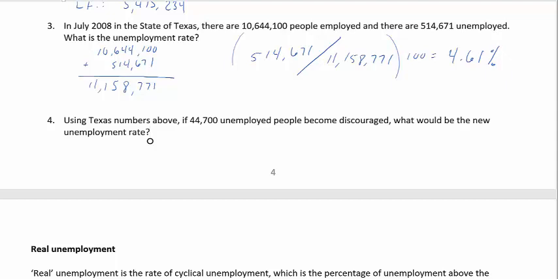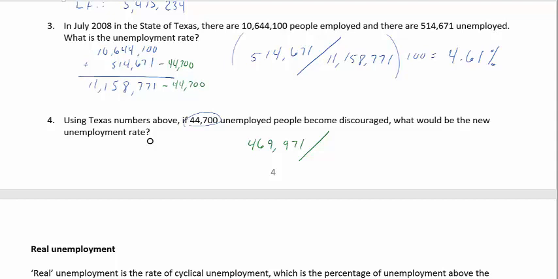Now, according to number 4, it says 44,700 people become discouraged. So that means we actually have to make some changes in our numbers. We're going to subtract 44,700 from our number of people that are unemployed, because discouraged workers are no longer considered unemployed. Minus 44,700. So our new number unemployed is 469,971, and we have to divide that by our new labor force. So we also have to decrease the labor force by that number of discouraged workers.